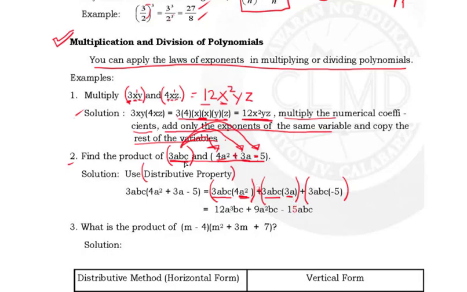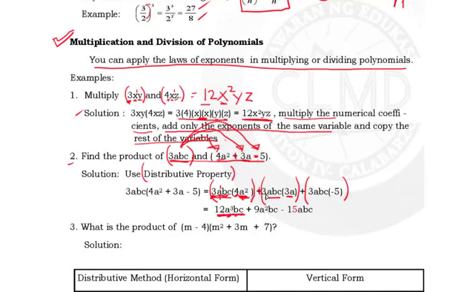Next, we simplify. Multiply 3 times 4, which is 12. Then a times a square is a cube. We just add the exponents of the same letter. A times a square: since a has an invisible 1, plus 2 is 3. The c has no like term on the other side, so we just copy c. Okay, we're done with the first term.